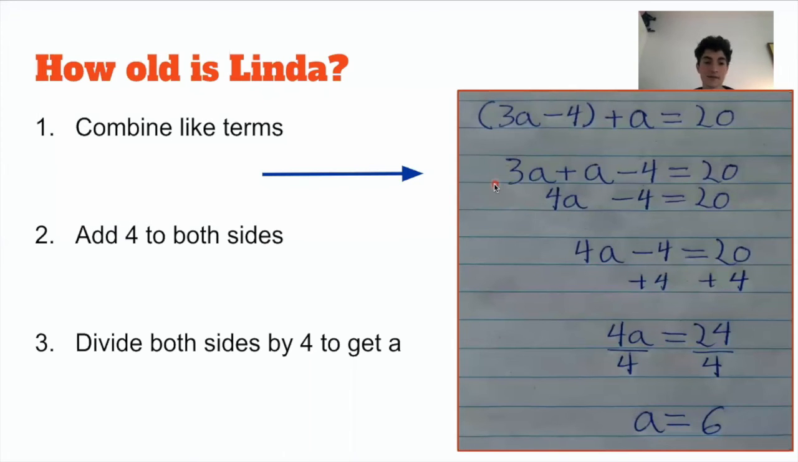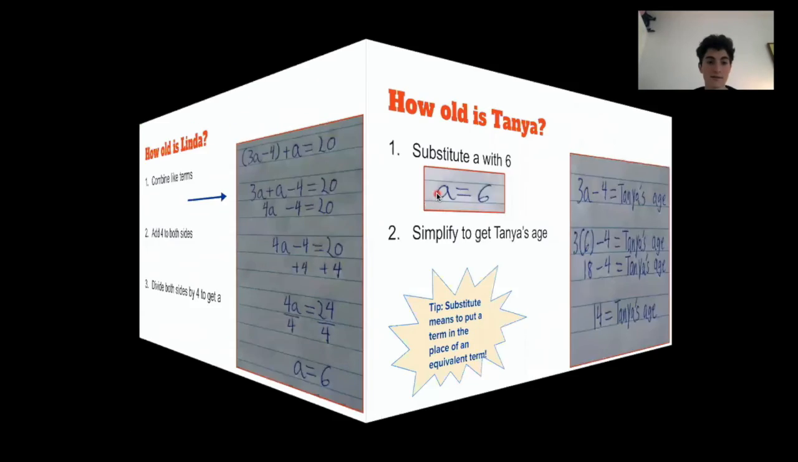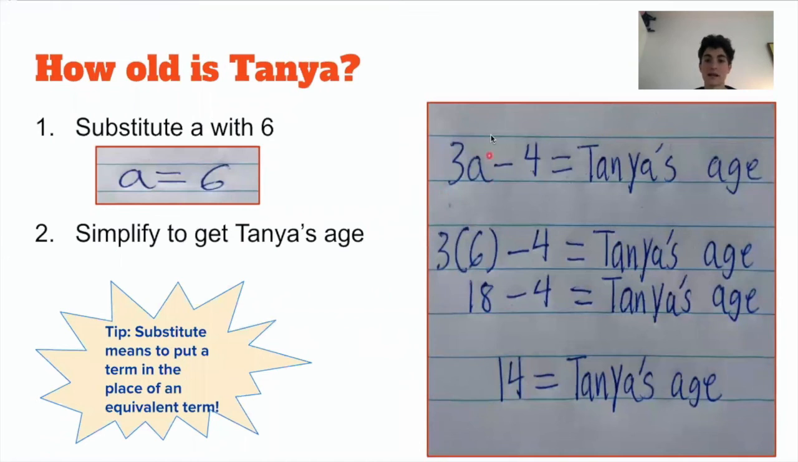We're not done yet. First, we have to find Tanya's age. So how we can find Tanya's age is we have the expression for Tanya's age, which is 3a minus 4. And since we know Linda's age, we can substitute that in and get 3 times 6 minus 4, and simplify this, and we get 14 equals Tanya's age. Another way we can do this is by using the sum of their ages. So we know that Tanya's age and Linda's age added up to 20, and we could also just subtract 6 from 20 to get Tanya's age.